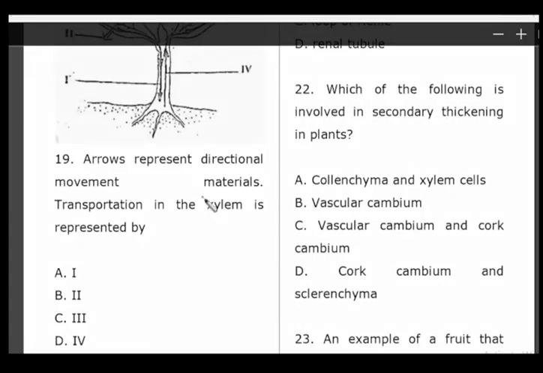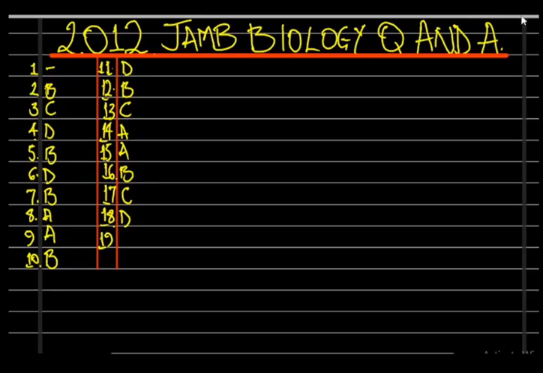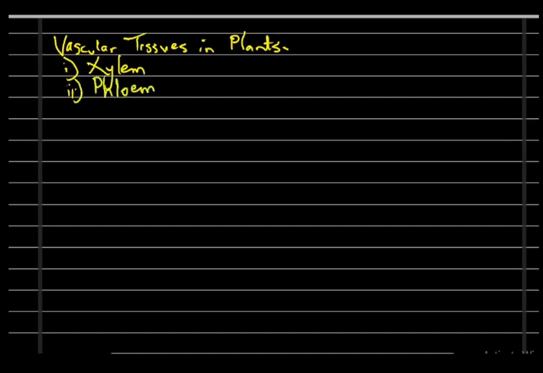Question 19 says arrows represent directional movement of materials. Transportation in xylem is represented by. Now the xylem is an example of a vascular tissue in the plant. Vascular tissues in plants, we have them majorly to be two. We have the first one to be the xylem and the second one to be the phloem. The xylem and the phloem.